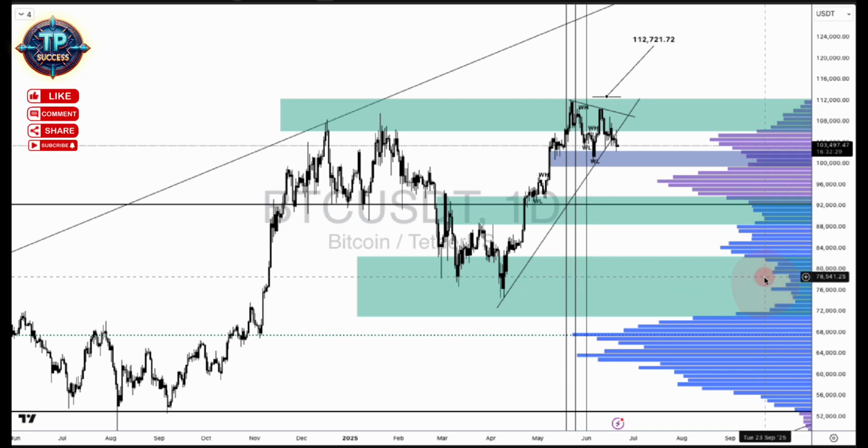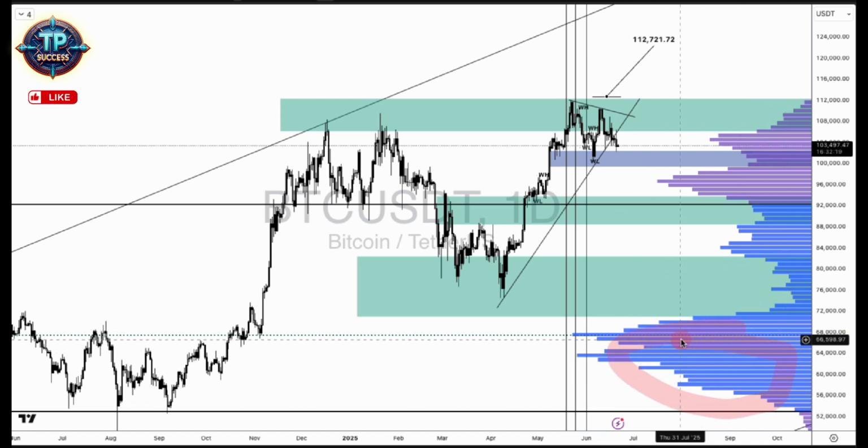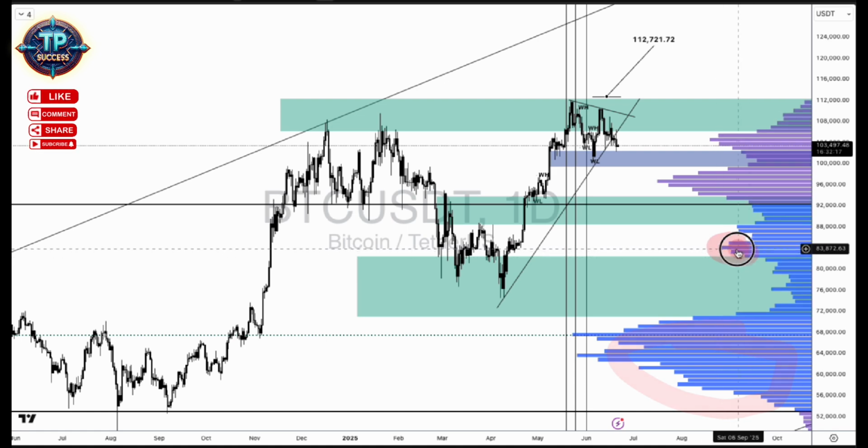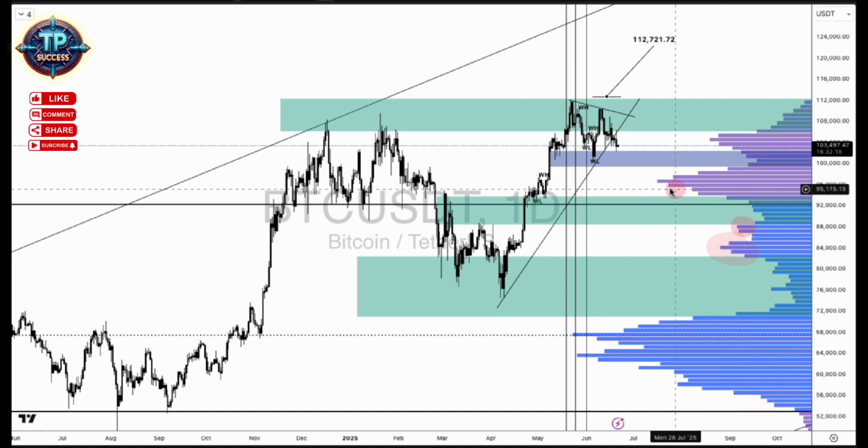This is where there is a minimal amount of trades or minimal amount of orders sitting, and where we have high value nodes, it's where the vast majority of business is being done. So all the business is being done in this area, in this area, in this area, in this area.